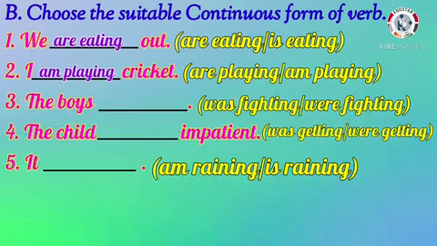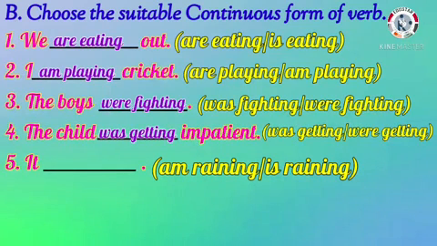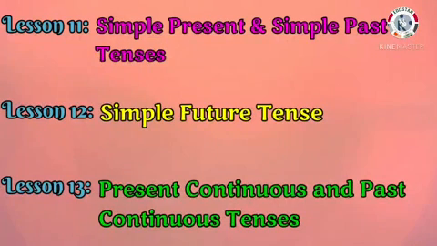3. The boys dash. Was fighting or were fighting? Correct. The boys were fighting. 4. The child dash impatient. Was getting or were getting? Yes, the child was getting impatient. 5. It dash. Am raining, is raining. Correct. It is raining. Okay children, today we saw 3 lessons.